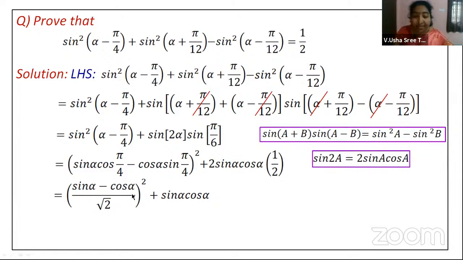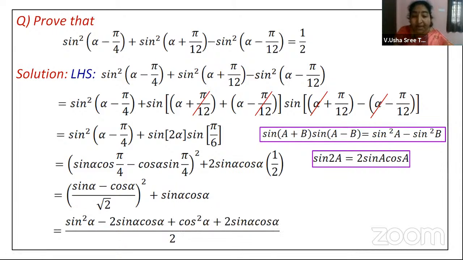Now we'll expand this. You'll have it as (sine square alpha minus 2 sine alpha cos alpha plus cos square alpha) plus 2 sine alpha cos alpha, by 2. Now 2 sine alpha cos alpha with minus and plus sign, they get cancelled. Sine square alpha plus cos square alpha is our trigonometric identity, so we can replace it with 1. So 1 by 2. Therefore, your LHS is equal to RHS. Now we'll go with the next problem.